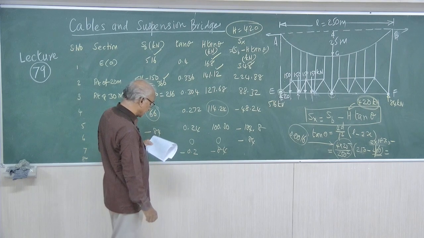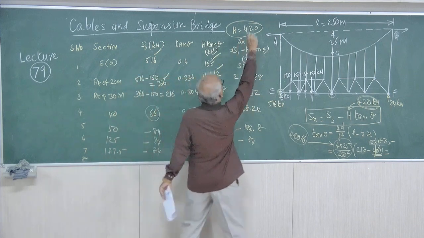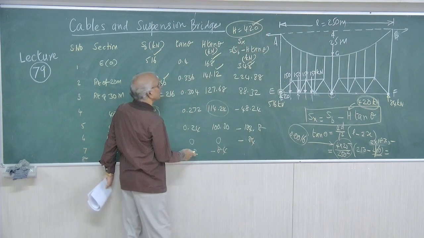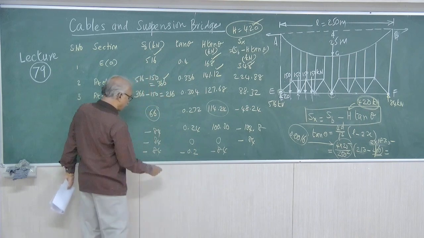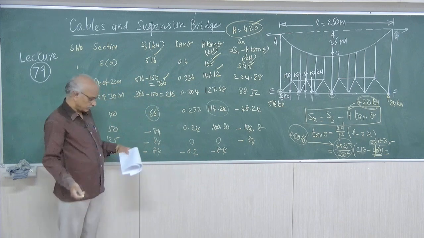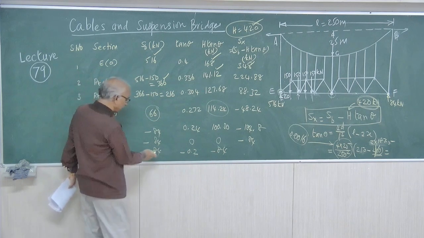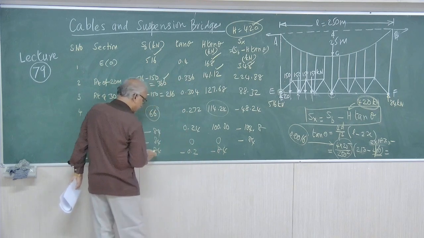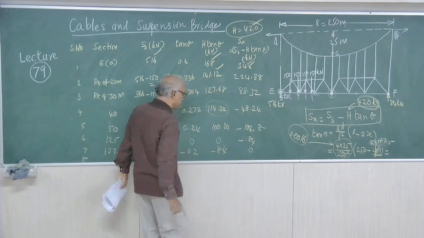Why is it minus 84? H into tan theta. H is 420. 420 into 0.2 is also 84. So, the shear is minus 84, and this H tan theta term is minus 84, which is to be subtracted. So, minus 84 minus of minus 84 will become 0.